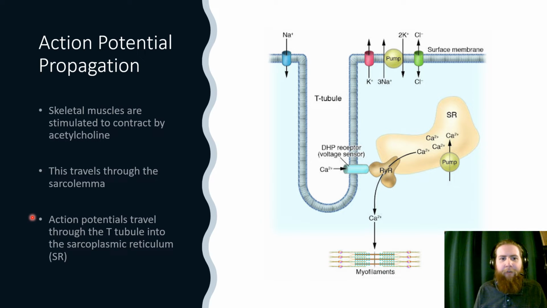As that action potential travels through the sarcolemma, it's going to travel down this T-tubule, which is a transverse tubule because it kind of moves transversely. And as it comes down, it's going to go through here, and it's going to start moving towards this sarcoplasmic reticulum over here, this SR.